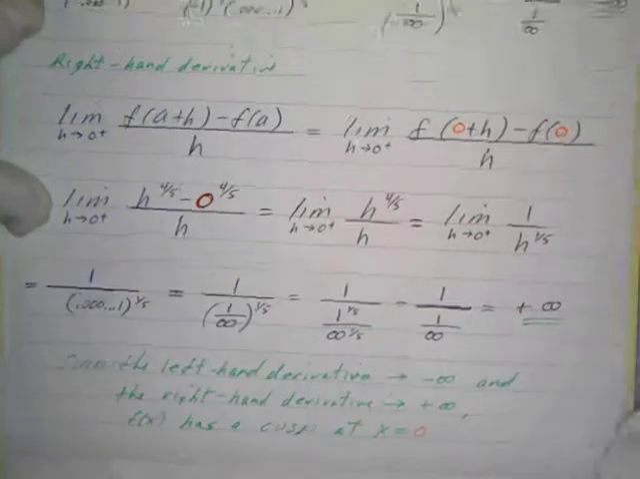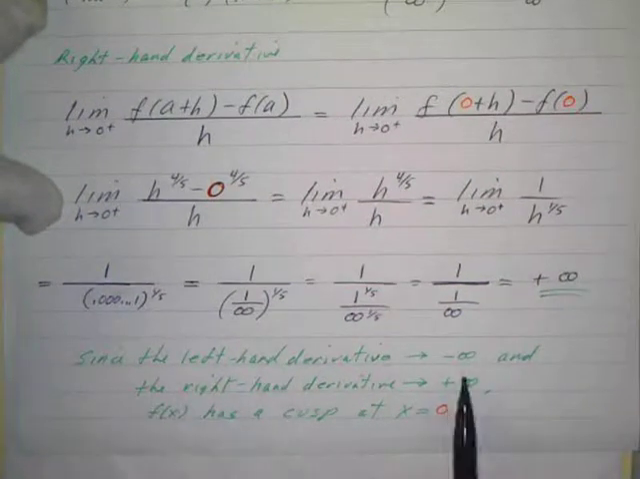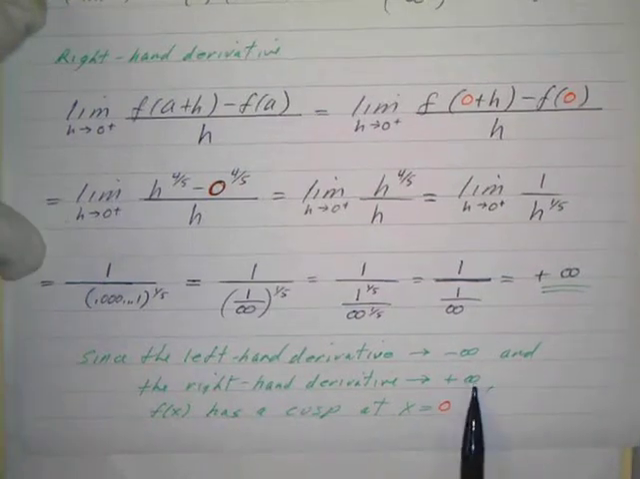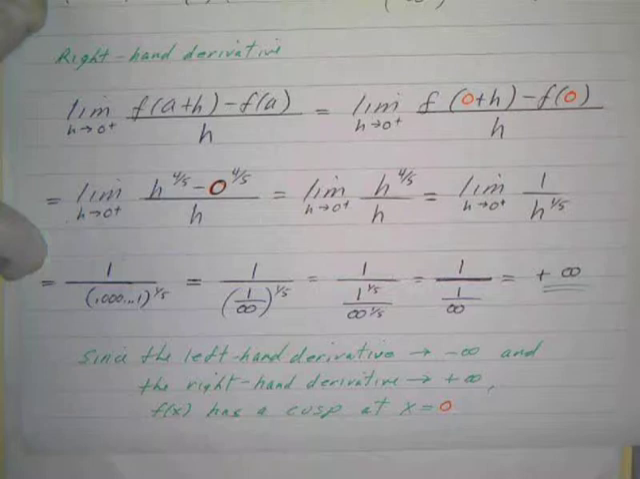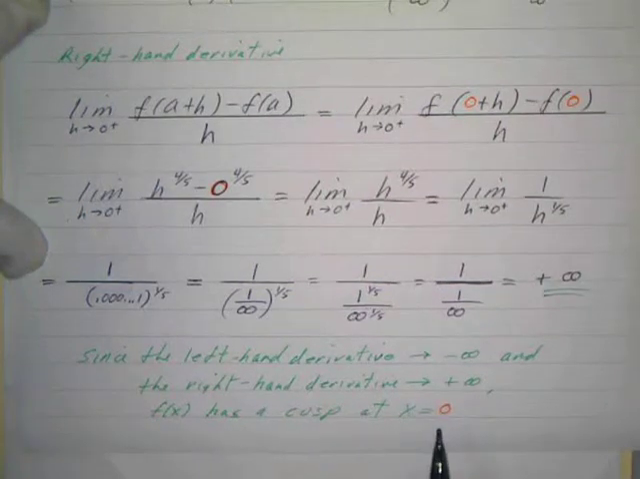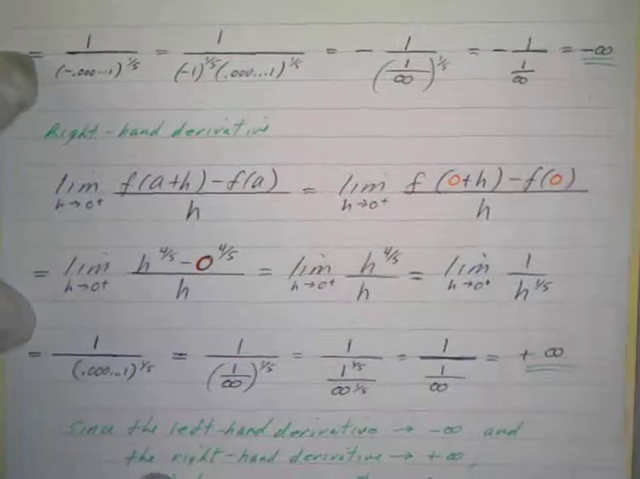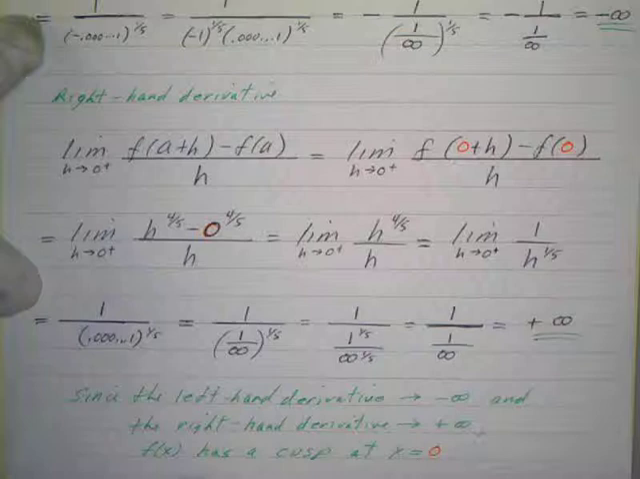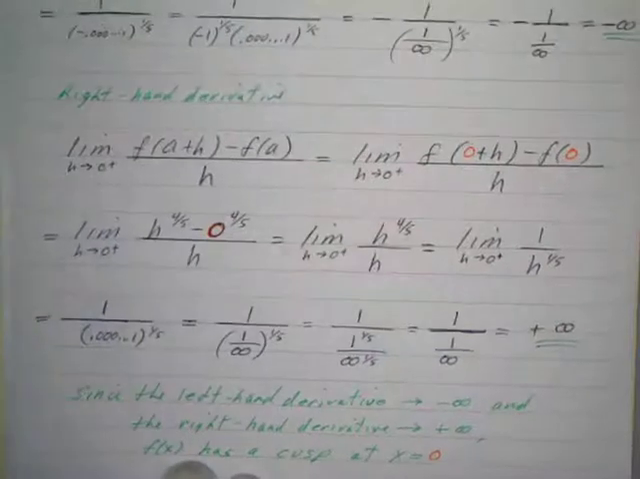So notice how my left-hand derivative goes to negative infinity, and my right-hand derivative goes to positive infinity. If that's the case, by the rules we had at the beginning of section 3.2, f of x has a cusp at x equals 0. So it's a cusp. Negative infinity, positive infinity, cusp. Hope that makes sense.